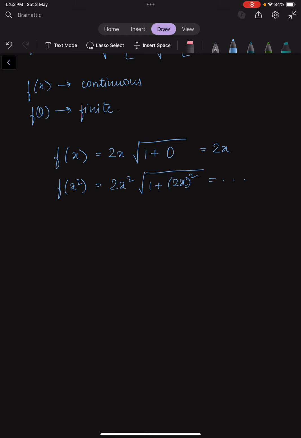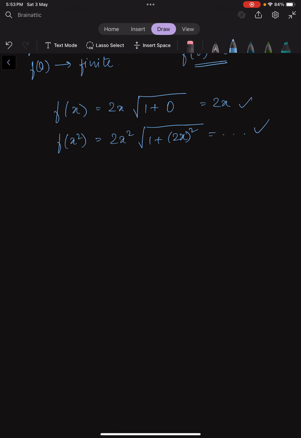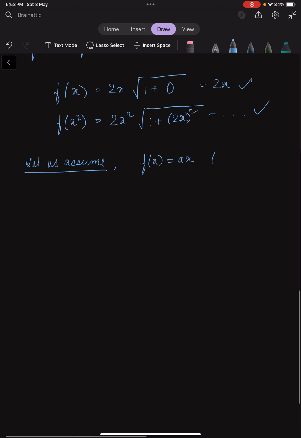So if I assume that f of 0 is equal to 0, then I see that it is following a continuous pattern. Let us elaborate this further. Let us assume, I think this will help a lot of clarity in the problem, f of x is equal to ax. That is linear, f of x is linear.